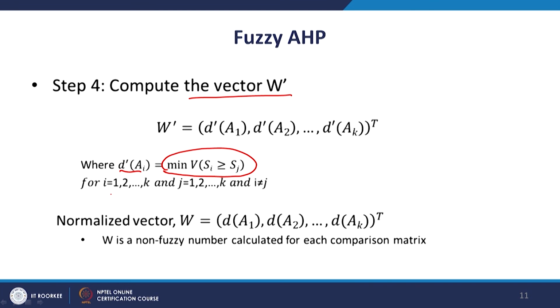You can see here that i is from 1 to k and j is from 1 to k, and i should not equal j. So, this is like a comparison being performed. We are talking about the underlying mathematics behind a comparison between two elements. If we were to write the normalized vector form of this, it would become something like this. So, this W in the normalized form will become a non-fuzzy number calculated for each comparison matrix. So, we will get non-fuzzy numbers after doing this normalization.